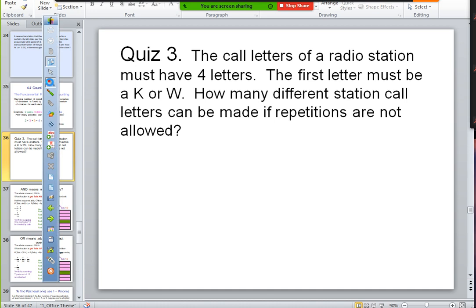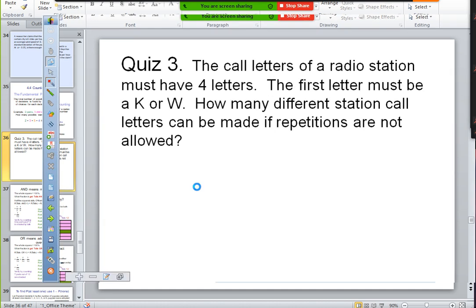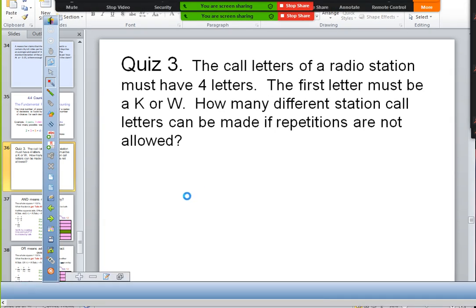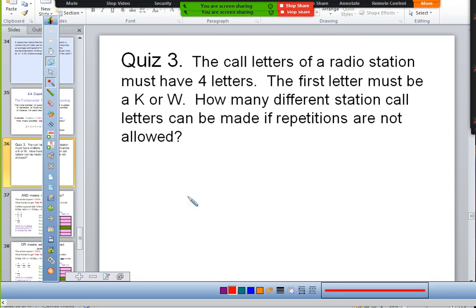I don't know if you guys remember this one. Here, call letters of a station has 4 letters. So I'm making 4 decisions, so I'm going to do 4 lines. How many choices for the first letter, for the first spot? It has to be a K or a W, so that would be a 2.